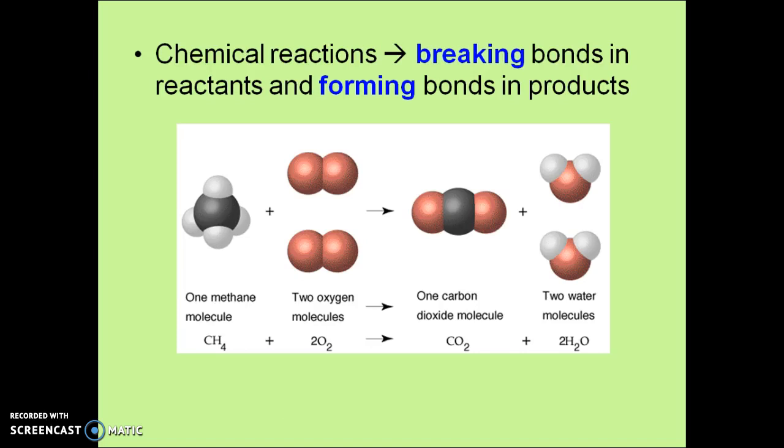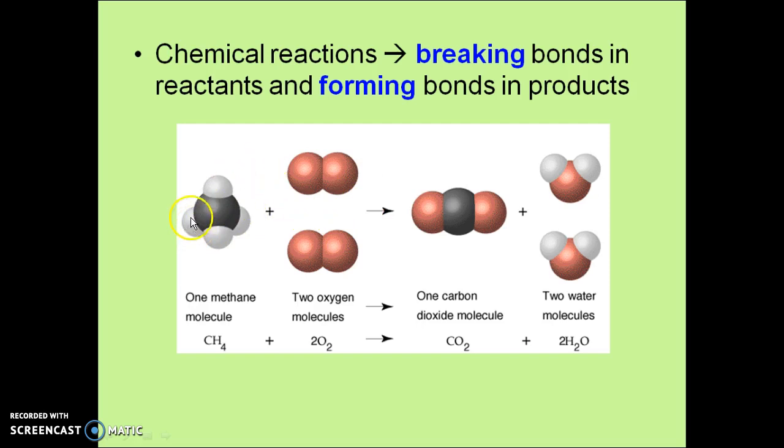Now, in chemical reactions, we are always going to be breaking bonds in our reactant molecules, and then we're going to be forming bonds to create our product molecules. Remember, bonds hold atoms together within a molecule. So, for example, this right here is a methane molecule. It has the formula CH4. So this is a carbon, and these are 4 hydrogen atoms.